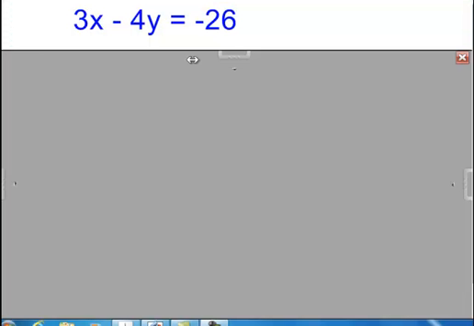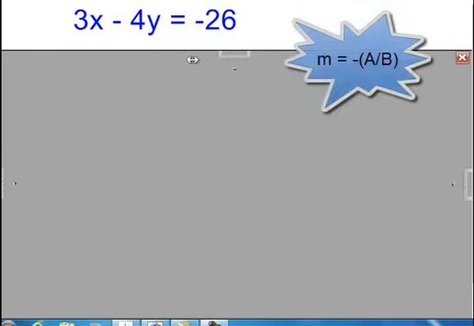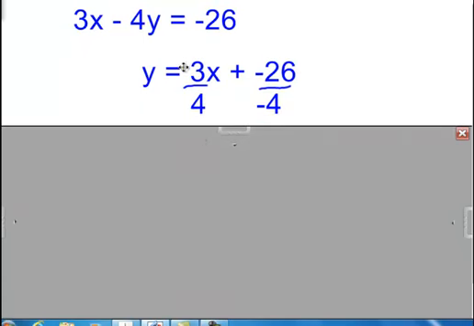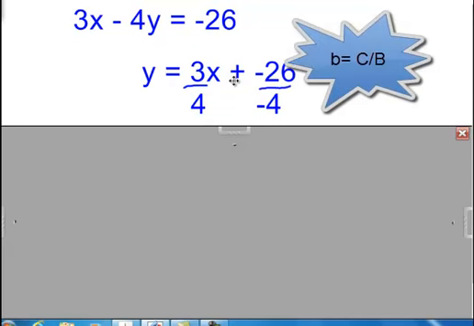Okay, now that we have the equation of the line in standard form, putting it in slope-intercept form is beyond easy. Remember we said that slope is equal to the opposite of a over b. A is 3, b is 4, the opposite is positive. So, y is equal to 3/4 x plus, remember we said the y-intercept is equal to big C over big B? That would be negative 26 over negative 4.